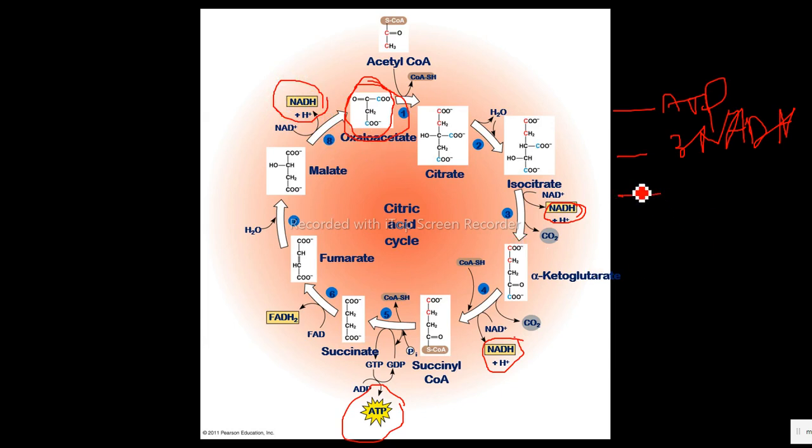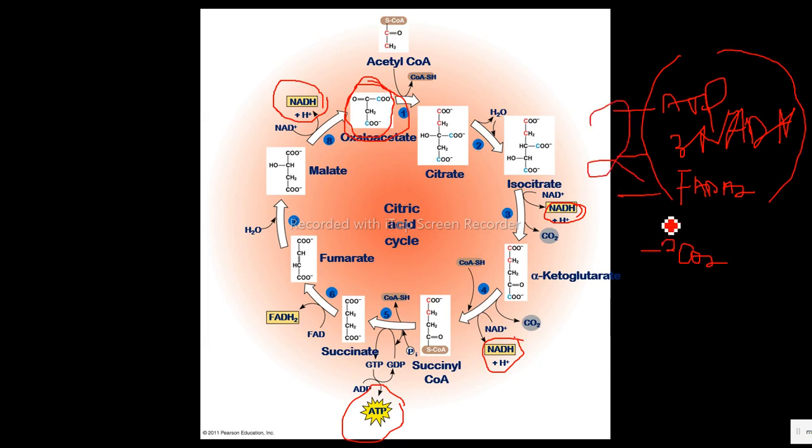Then, number 4, you are forming 1 reduced FAD, FADH2. And finally, carbon dioxide. And how many molecules of carbon dioxide? Just 2. But since there are 2 cycles running per one single molecule of glucose, then we shall multiply everything by 2.